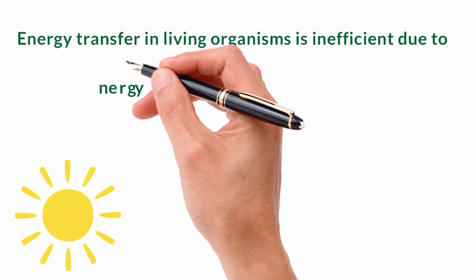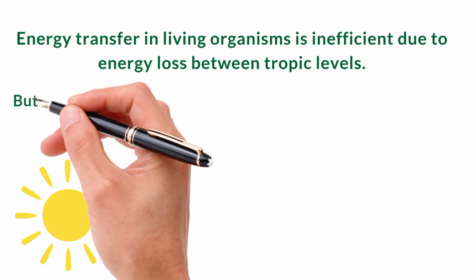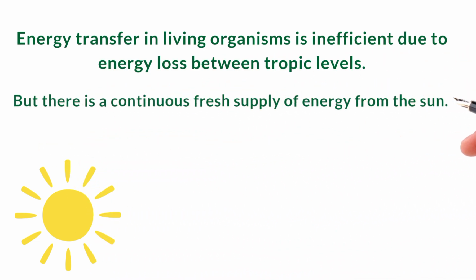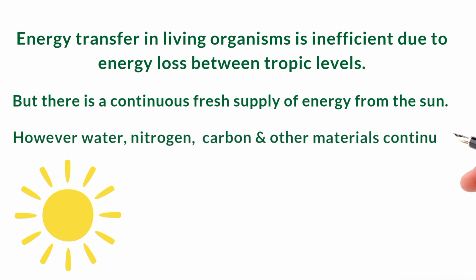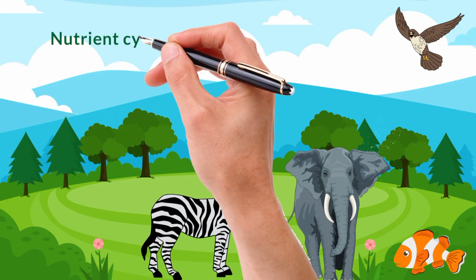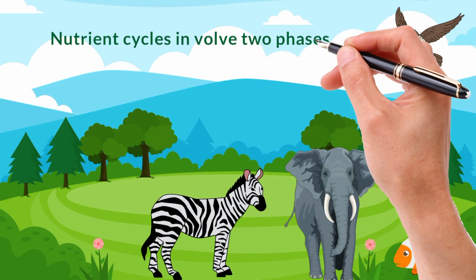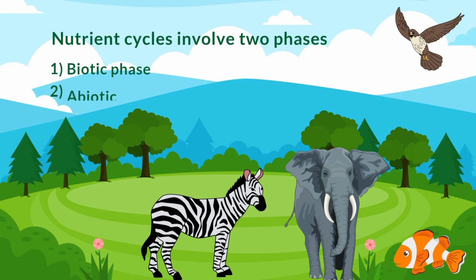The energy transfer in living organisms is inefficient due to a higher percentage of energy loss from one trophic level to another. But there is a continuous fresh supply of energy from the sun. However, water, nitrogen, carbon and other materials continually cycle. Nutrient cycles involve two phases, a biotic phase and an abiotic phase. During the biotic phase, inorganic ions are incorporated into living tissues, and during the abiotic phase, inorganic ions are returned to the non-living components of the ecosystem.